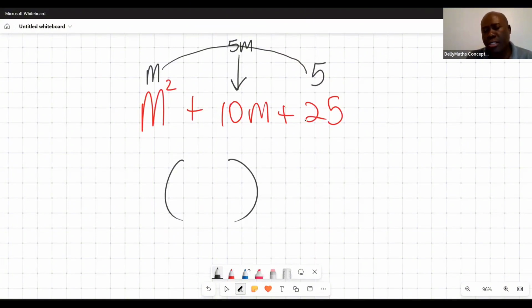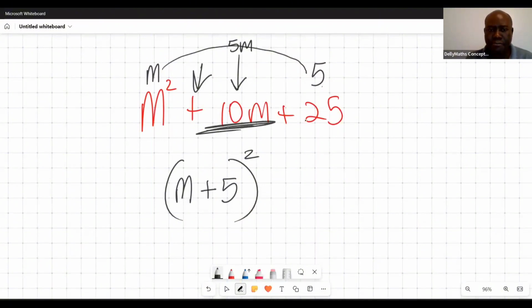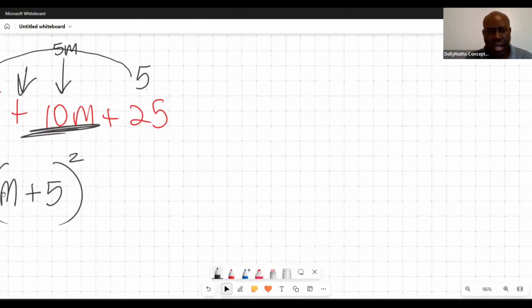That means I'm going to set up my parentheses with my square outside. The square roots are going to be here. m came first, the 5 came after. There is a plus in front of the middle term, so this is a plus. That's it. Let's try another one.